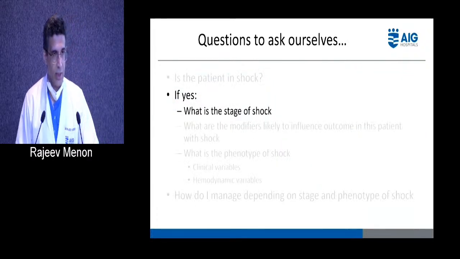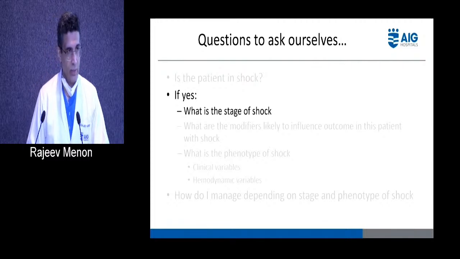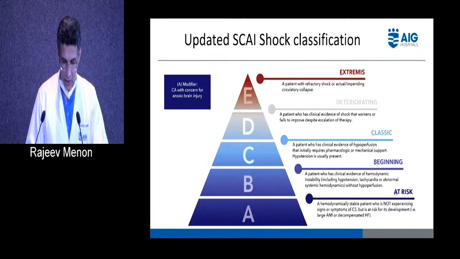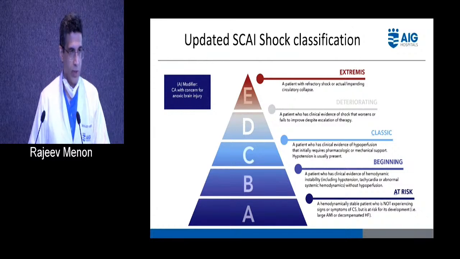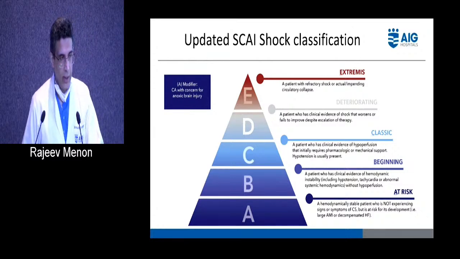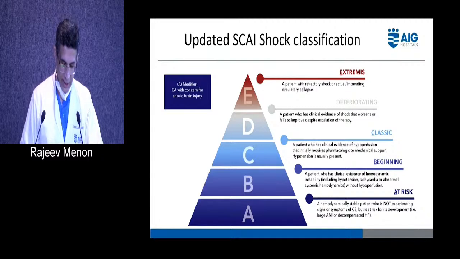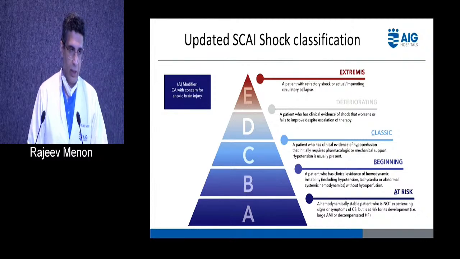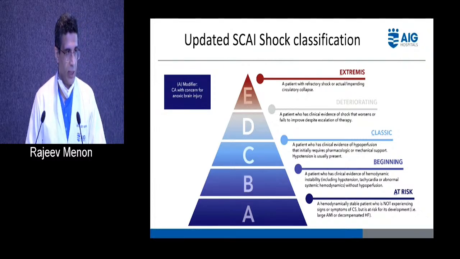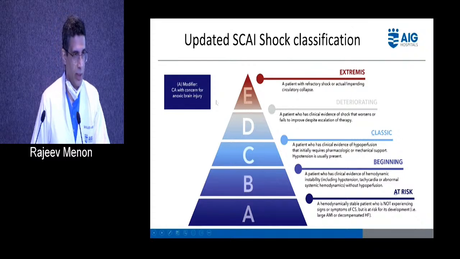So now let's look at the second question. Once we have decided that the patient is in shock, the next thing we need to look at is the stage of shock. So this is a recent development coming up somewhere around 2018-2019, which has been revised in 2022 now. The SCAI actually came up with a lovely classification of shock, which clarifies the definition, the staging, as well as the management of shock. So it is a simple alphabetical order, A, B, C, D, E.